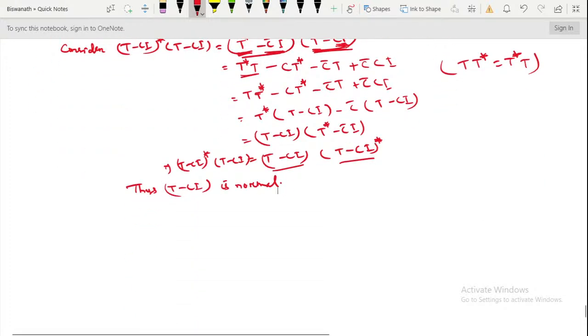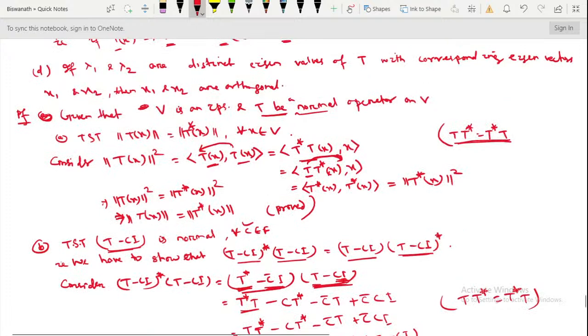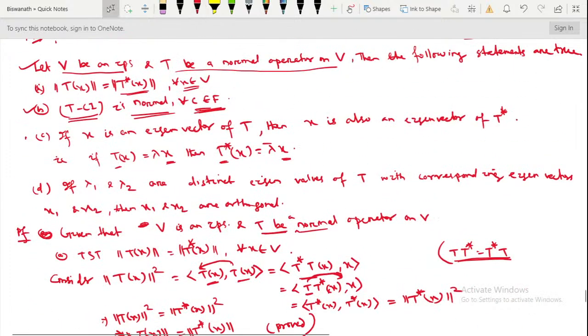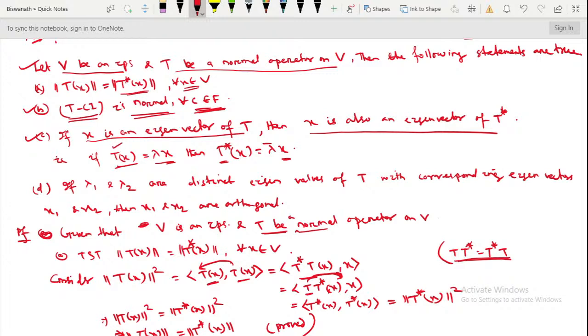Now comes to the third bit. What we have to show in the third bit is: if x is an eigenvector of T, then x is also an eigenvector of T*. Suppose T is an operator and lambda is its eigenvalue and x is its corresponding eigenvector, then Tx equals lambda x. So if Tx equals lambda x, then you have to show that T*x is equal to lambda bar x.